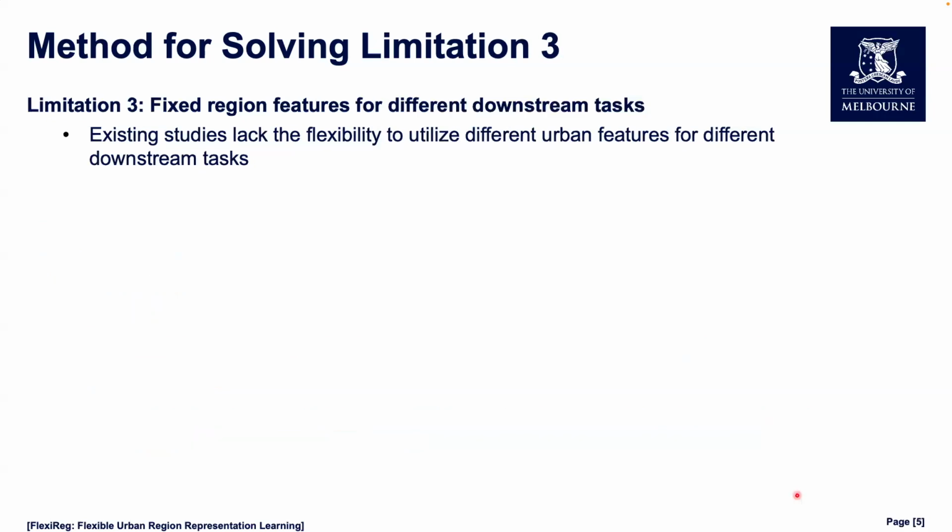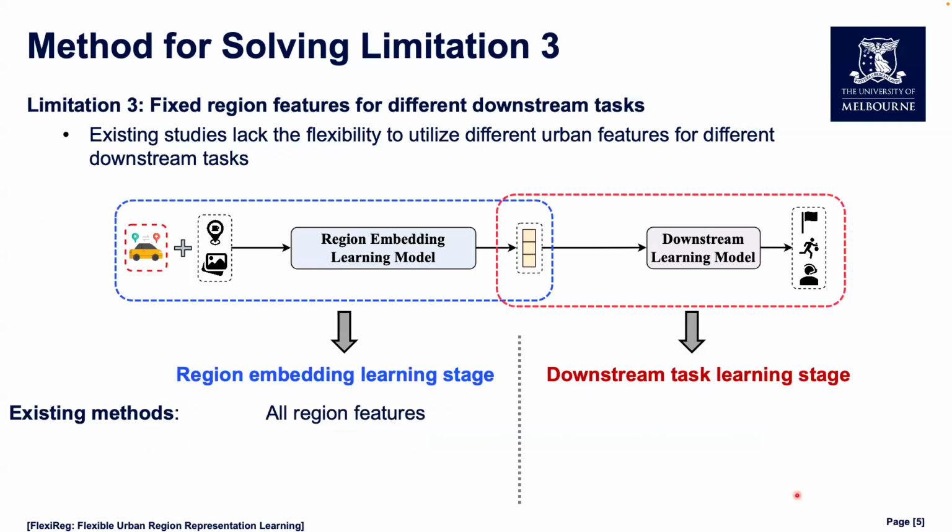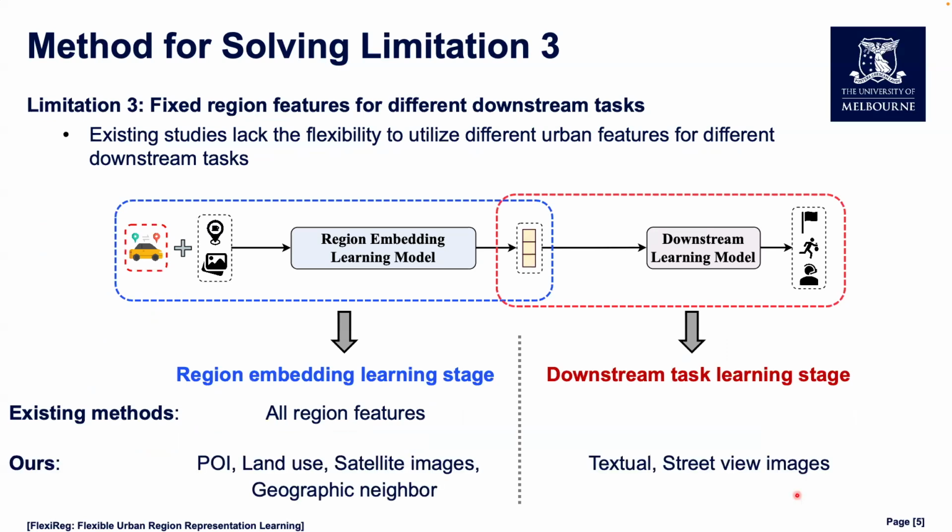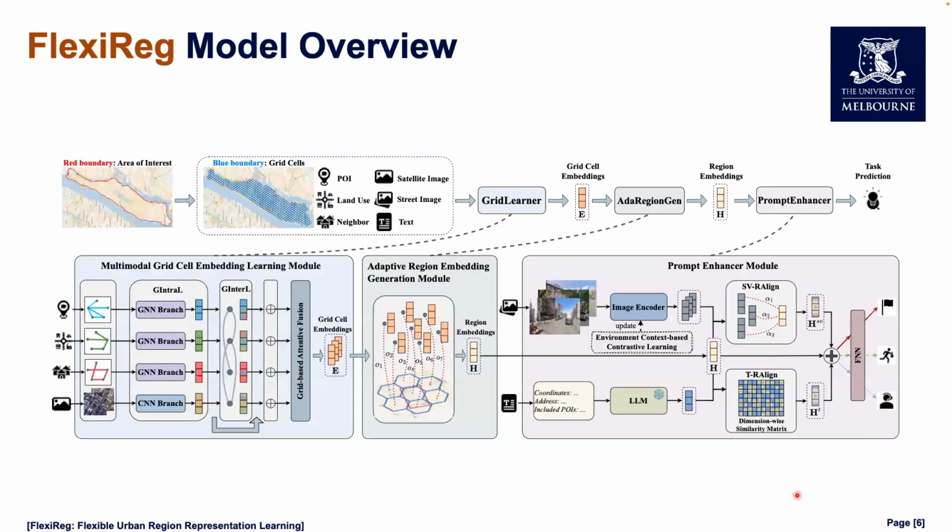For the third limitation, current methods use all features in the region embedding learning stage, but we separate them into both region embedding learning and downstream task learning stages. Here is the overall architecture of our model.